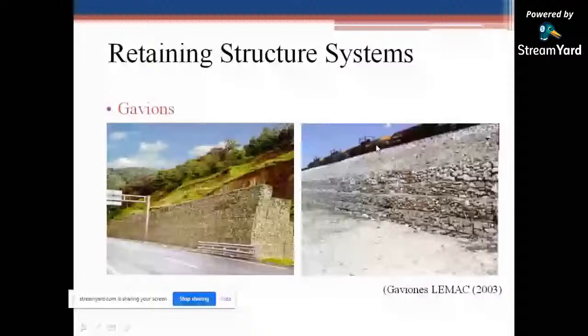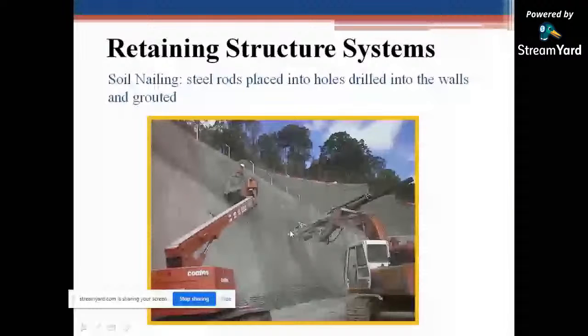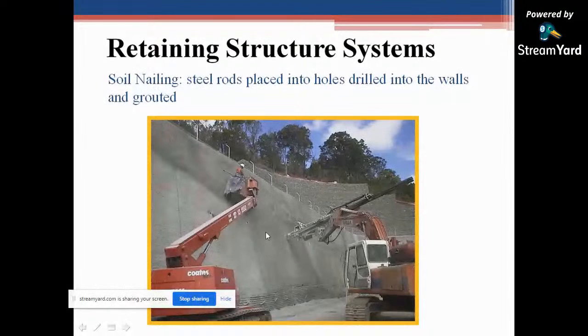So this is soil nailing, this is the retaining wall, and by inserting steel rods inside this construction, which is known as soil nailing, here beside this retaining wall there is soil. So this soil should not push this retaining wall.